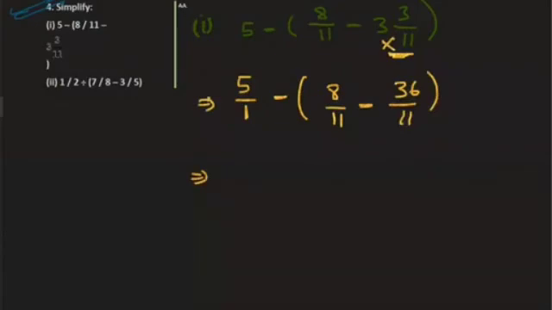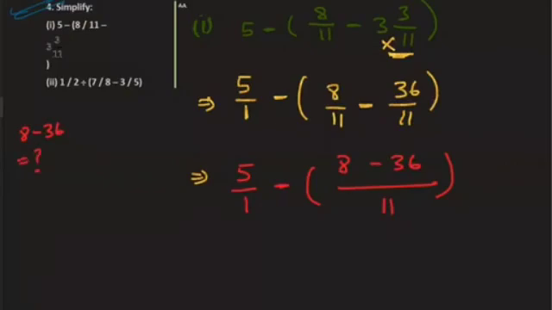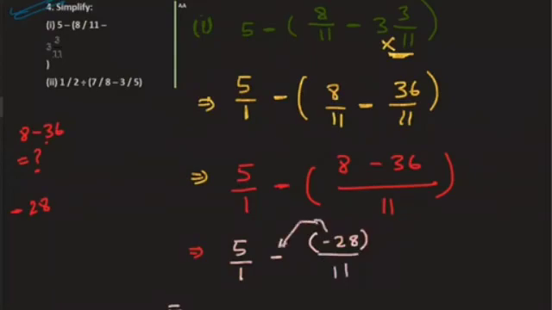Now what I will do next? 5 upon 1 minus, take the LCM of 11. 8 minus 36. Now students, what is 8 minus 36? Tell me. So we'll write it 5 upon 1 minus 28 upon 11. So it will be minus minus. This minus and this minus becomes plus. So 5 upon 1 plus 28 upon 11.